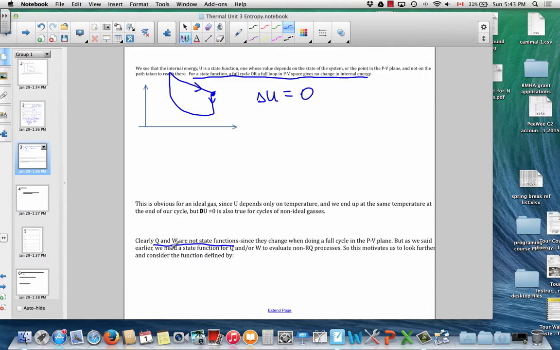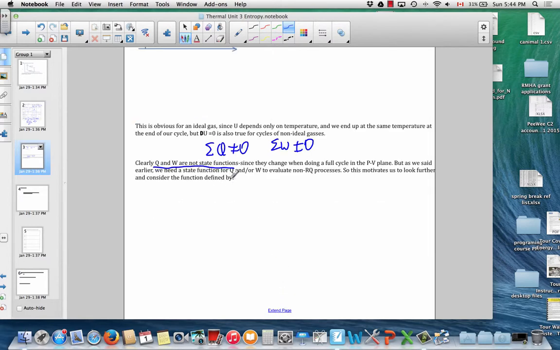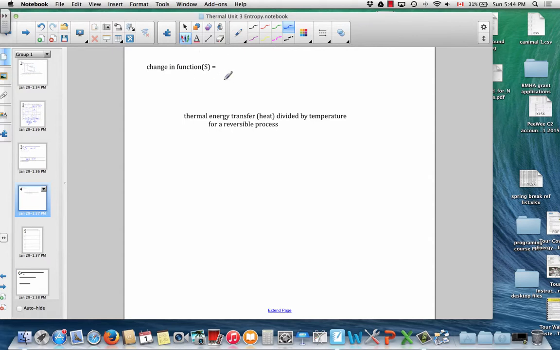We would like, though, a state function for Q. So for that reason, I could say here they're not state functions because in a loop, the sum of the Q's is not 0, and the sum of the W's is not 0. But there is a state function that's related to thermal energy transfer, and it ends up being defined as follows. The change in a function, and it's S that will be the state function, dS, is defined as not dQ, but the ratio of dQ to the temperature at which the thermal energy transfer is happening. Now, this is only true for a reversible process because dQ isn't well defined otherwise.